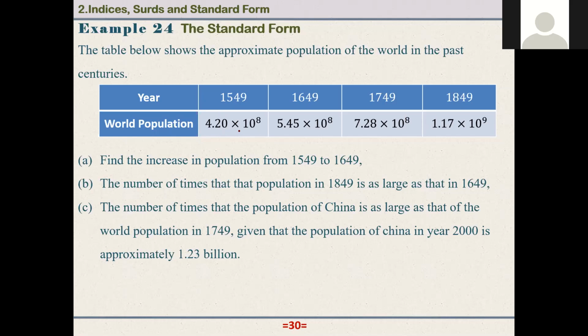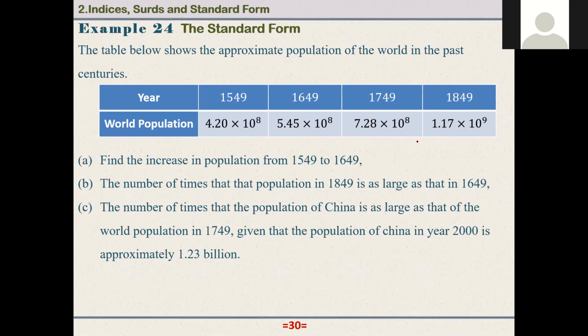So during this year, the population of the world was this, 4.20 times 10 to the power 8. After 100 years, there's some increase here, 5.45 times 10 to the power 8. After 100 years again, that is 7.28. After 100 years, it is 1.17 times 10 to the power 9.